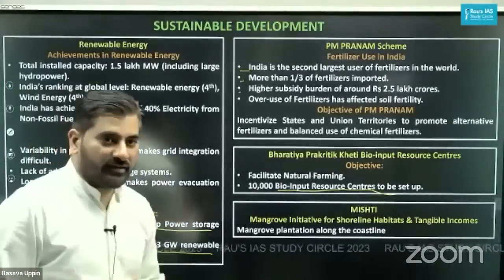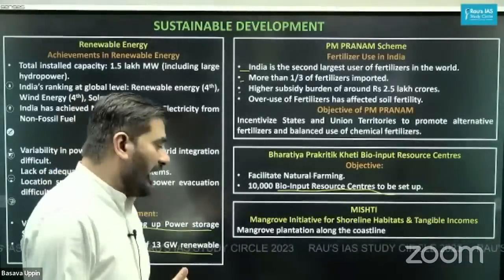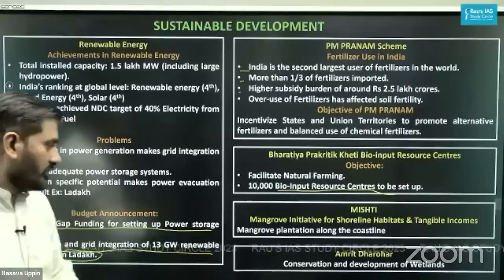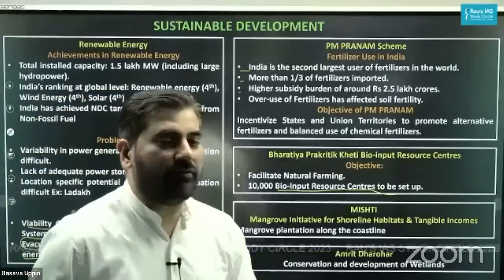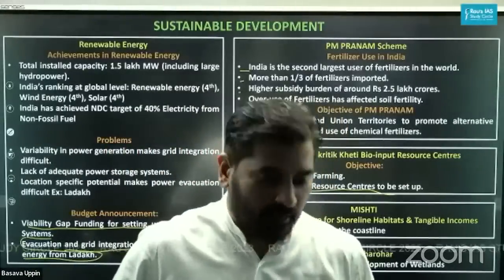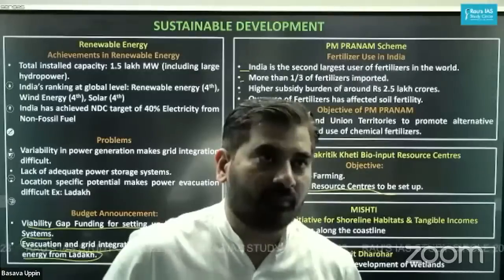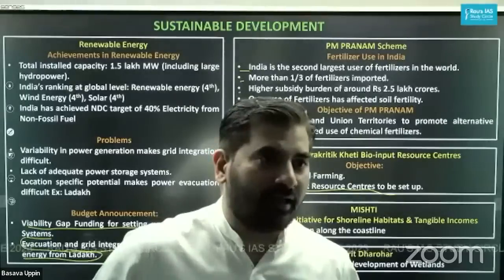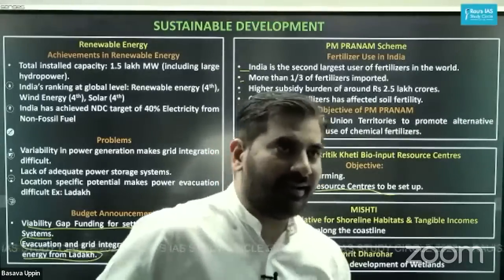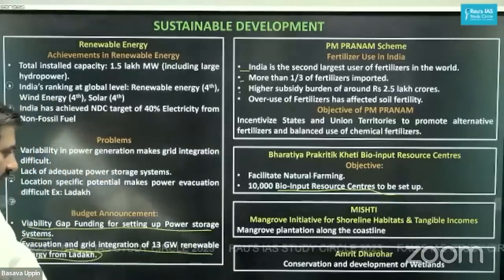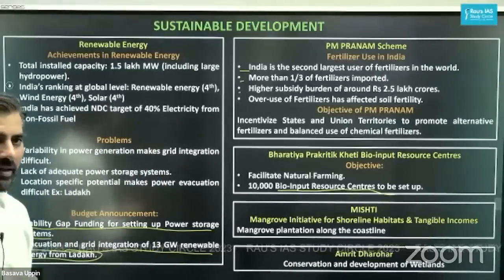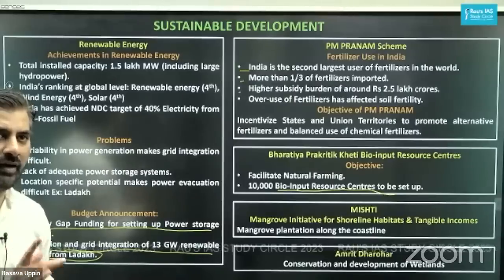Next is Mishti. Mishti is for promoting the cultivation of mangroves along the coastline. So you can see the name is Mangrove Initiative for Shoreline Habitats and Tangible Incomes. And then last is Amrit Dharohar, which is for conservation and development of wetlands. You must be knowing that the number of Ramsar wetlands in India has increased. How many Ramsar sites do we have in India right now? 75. Earlier we used to have like 26, 27, which has increased to 75. So in order to protect and conserve the wetlands, a new scheme called Amrit Dharohar has been launched. Now, as far as these initiatives are concerned, as I said, you just have to know a one-liner. If you know the one-liner, that's more than sufficient.